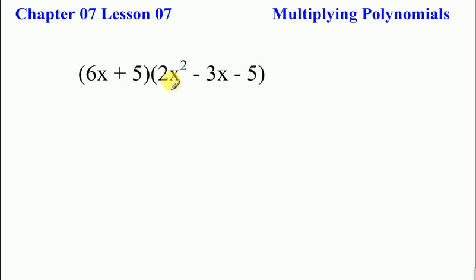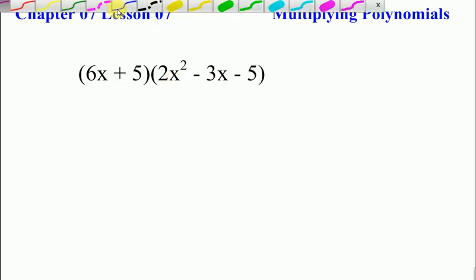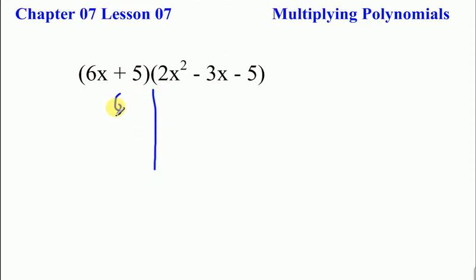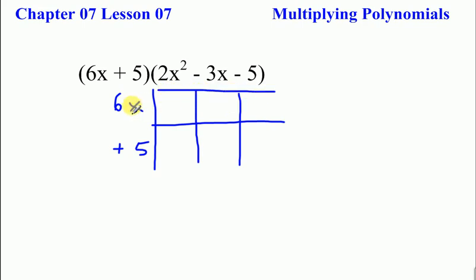What if we go to a binomial times a trinomial? Alright, things are getting a little crazier here. Okay, so we're going to write our little line here, 6x, and then make a division line there, and put plus 5 here. And now we have to put a line down here under this minus, a line down here. Okay, 6x times 2x squared gives us 12. Careful here, that's x to the 3rd power.